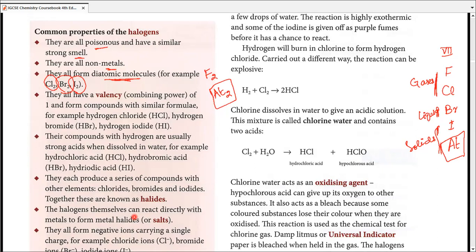If you know the properties of the rest of the group and what the trend is, you can of course predict it. For example, let's study the next point. Their compounds with hydrogen are usually strong acids. When dissolved in water, hydrogen chloride becomes hydrochloric acid. Hydrogen bromide becomes hydrobromic acid. And hydrogen iodide becomes hydroiodic acid. So this one formed HF. When dissolved in water, what would this be known as?